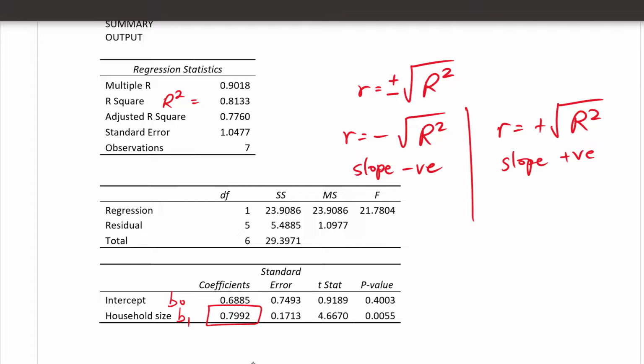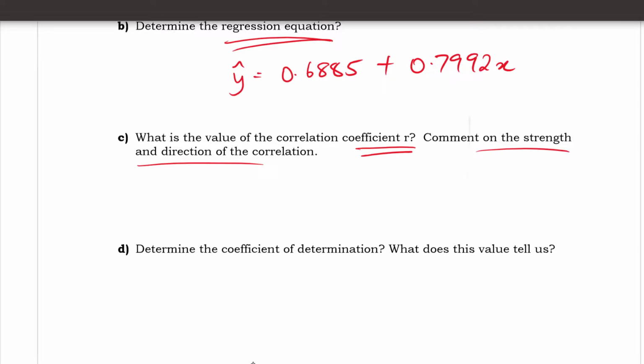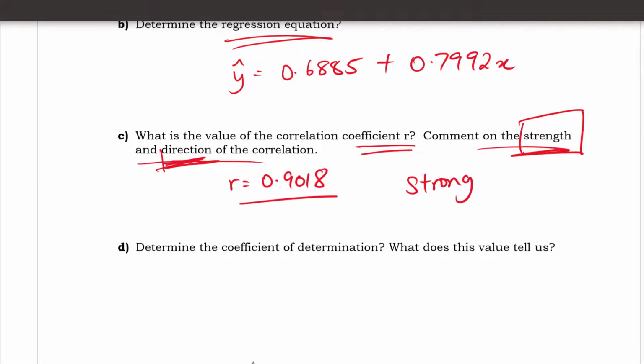But in this case, R is given to us. The question is asking for R, the correlation coefficient. So it is 0.9018. And of course, we need to state the strength and the direction of that relationship. This value is close to 1, so we say we have a strong correlation. The direction talks in terms of positive or negative, and we've just established that it is a positive relationship. So the relationship is positive and it is strong.